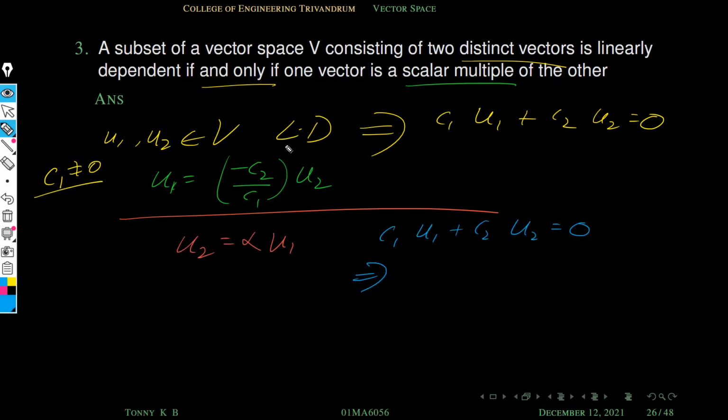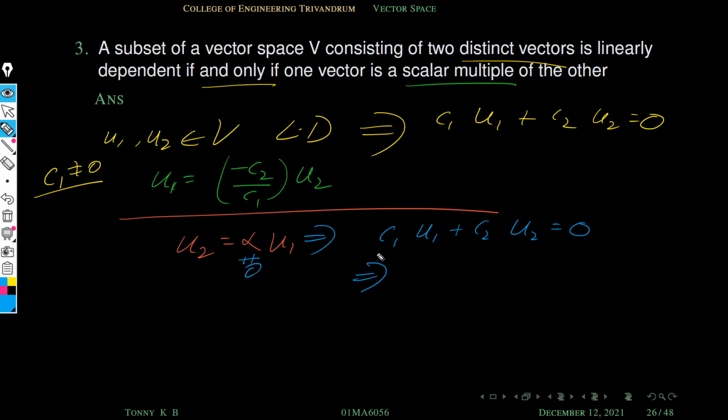Okay, that means assume that one vector, let it be u2, is a scalar multiple of u1. We assume like this, or u1 equal to some beta times u2. Anyway, we assume that one of them is a scalar multiple of the other. Then we have to show that they are linearly dependent. Also, we assume that this alpha is a non-zero scalar.